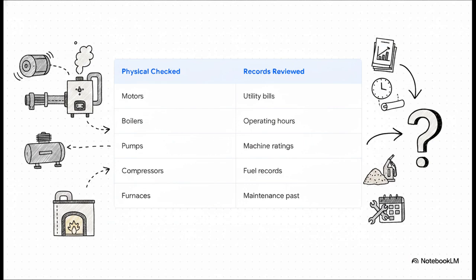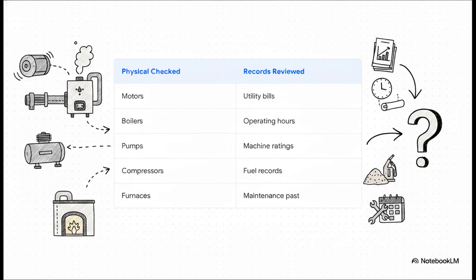But wait, actually, scratch that. An auditor doesn't just look at the physical machines. That physical equipment check is really only half the battle. The other half is diving deep into the paperwork. They're going to review your records. They'll scrutinize your utility bills, log your actual operating hours, check the manufacturer machine ratings, dig into your fuel purchase records, and evaluate your past maintenance practices. Why? Well, because the math on paper absolutely has to match the physical operations on the floor. Look at it this way.